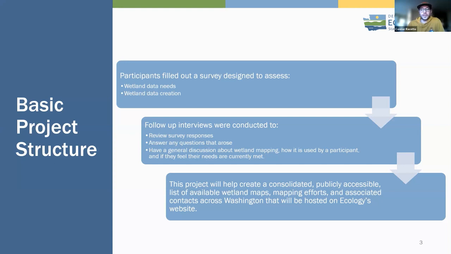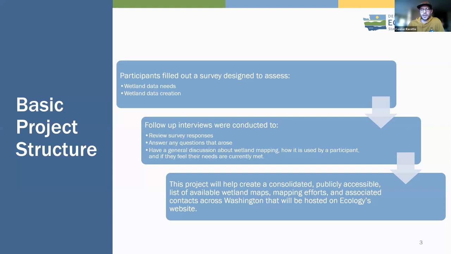The final product of this project will result in an Ecology-hosted webpage of wetland mapping resources, which will comprise a list of project participants, who to best contact about wetland mapping in their organization or agency, a link to their data if applicable, what kind of wetland data they create if they do create data, and a little bit of info about that data.